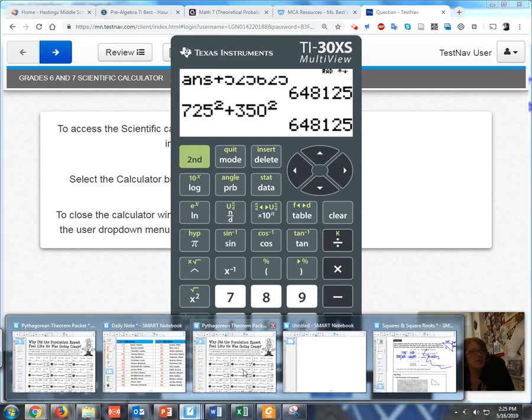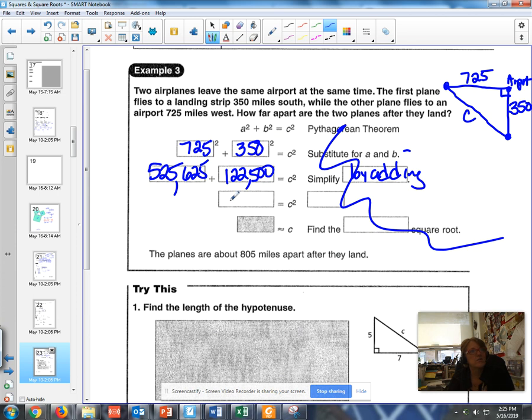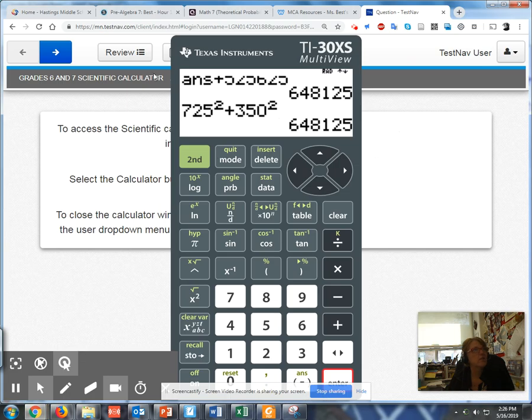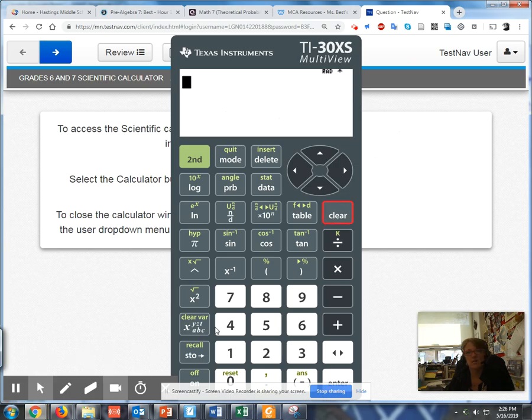Now, here's what's going to happen with 648,125. That is what C times C is. Okay, C squared means C times C. So to figure out what just C is, the length of this distance, you have to take the square root of 648,125. Holy cow, thank you, person that invented the calculator, because I would not want to try and guess and check this one.